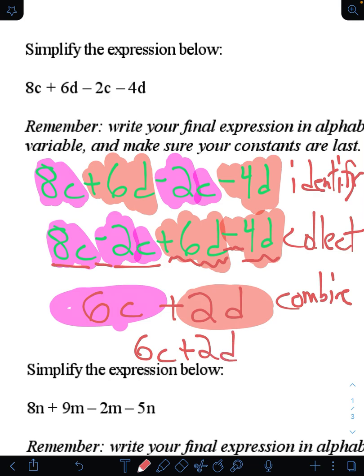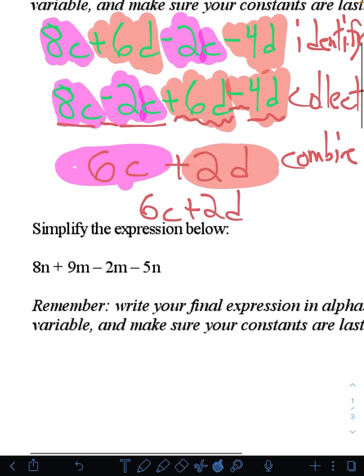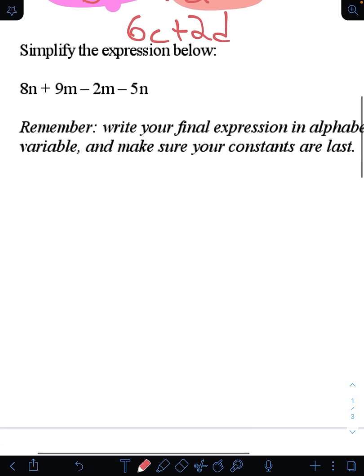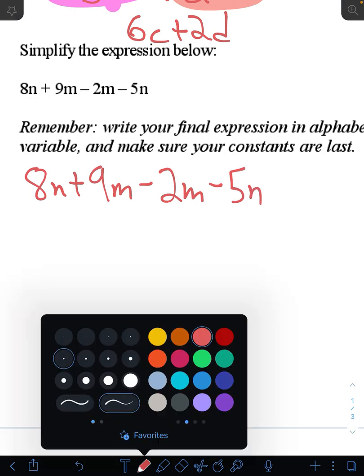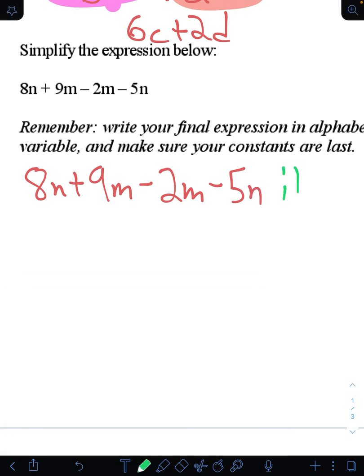Okay? Let's look at another one. Write the expression first. 8n plus 9m minus 2m minus 5n. And the first thing you do is to identify your like terms. You got to identify them before you can move them. So start left to right.